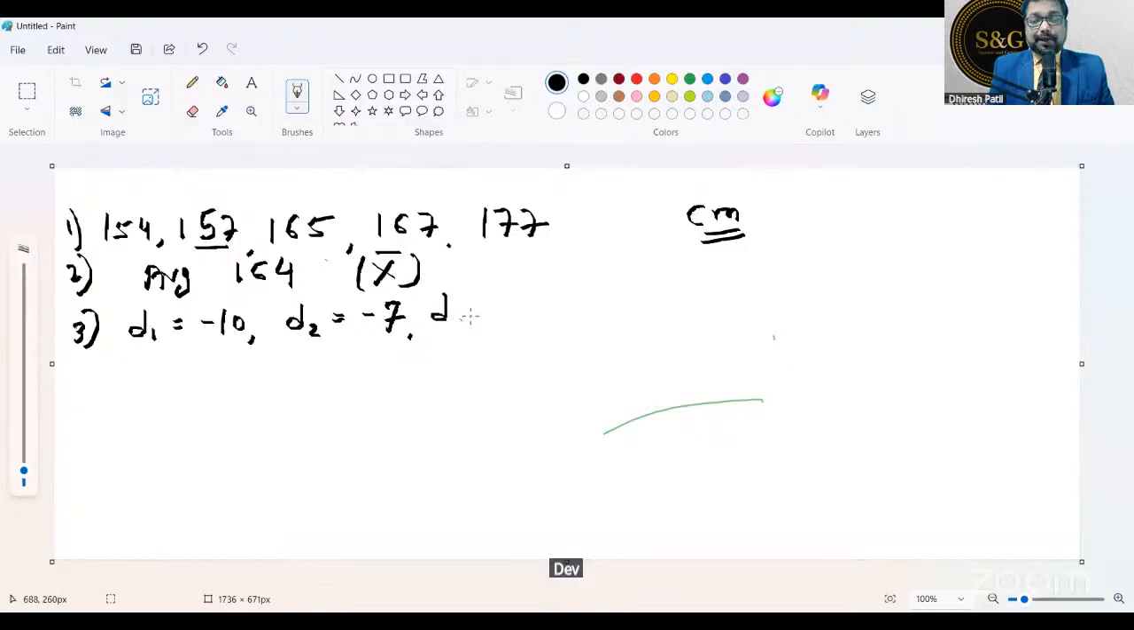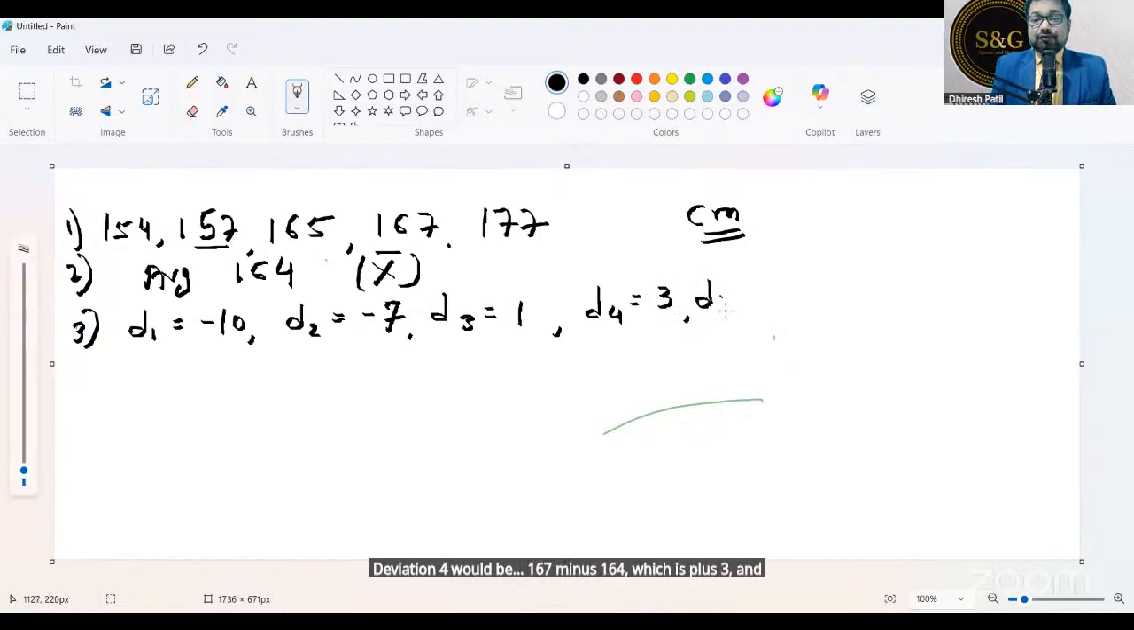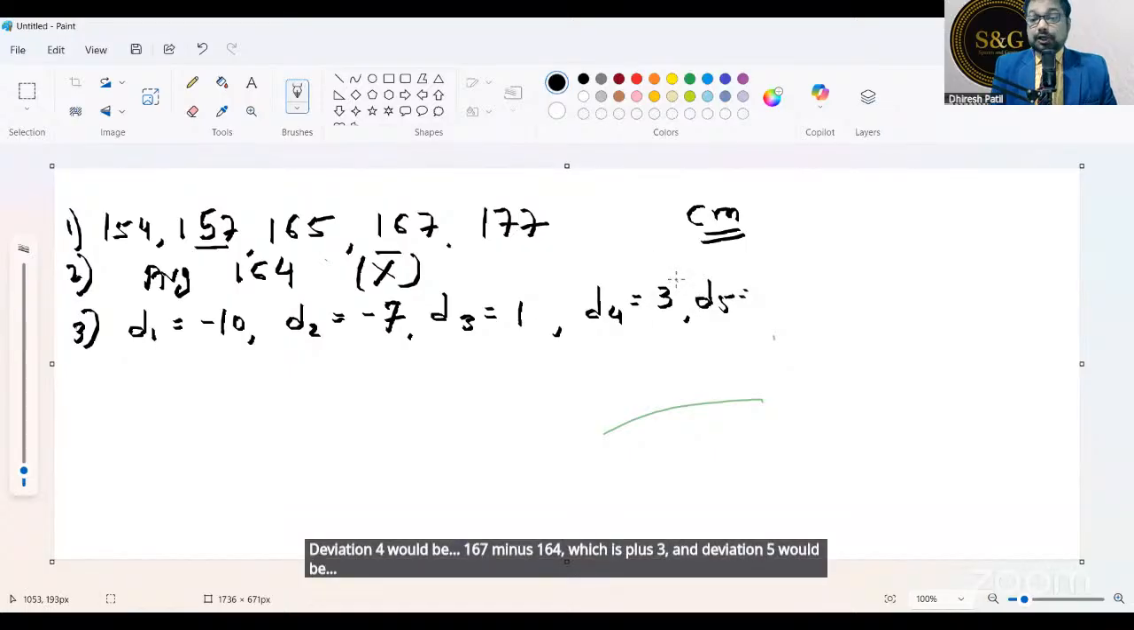Deviation 3 would be 164 and 165. So this will be plus 1. Very good, very good. Deviation 4 would be 167 minus 164, which is plus 3. And deviation 5 would be 13. Correct? Everybody with me? So we have calculated the deviation.